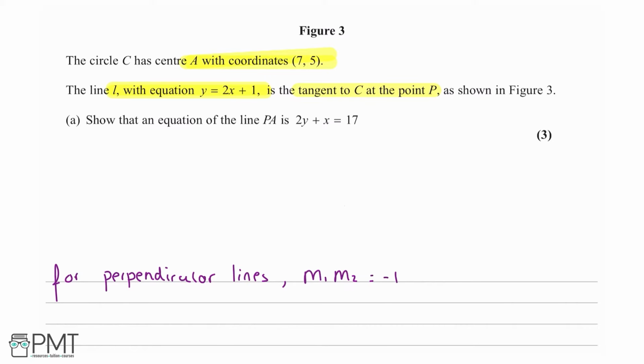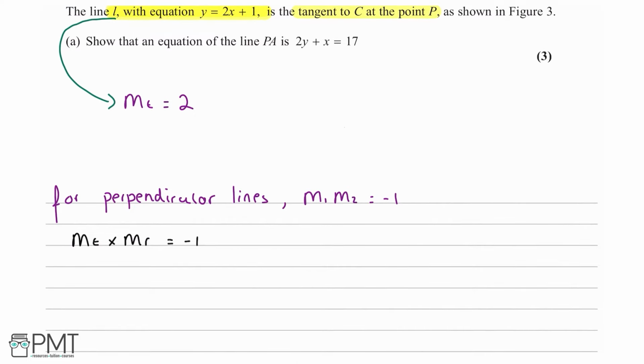So that means for our question that the gradient of our tangent, so we're going to use m for gradient, t for tangent, times our gradient of our radius, so r is our radius, should equal -1. So if we look now, what do we have to solve this question? We are told y equals 2x plus 1. So from here, what we can see is that the gradient of the tangent equals 2, because it's y equals mx plus c. M is our gradient and therefore m is 2. So m for our tangent is 2.